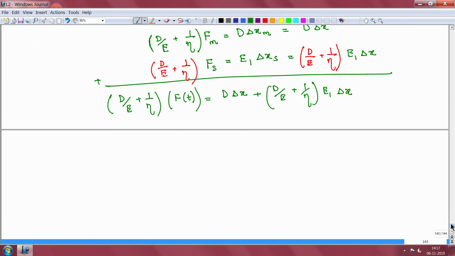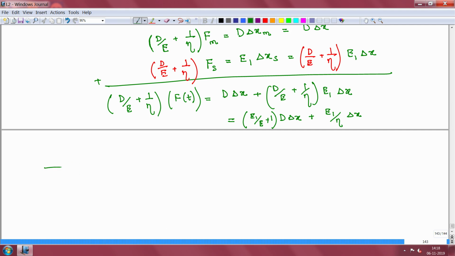I can simplify this a little bit more by clubbing the proper terms together. So, my left hand side is equal to (E1 by E plus 1) d times of delta x, because this is a differential operator I am always writing it in front of delta x, okay. E1 by eta delta x, right.